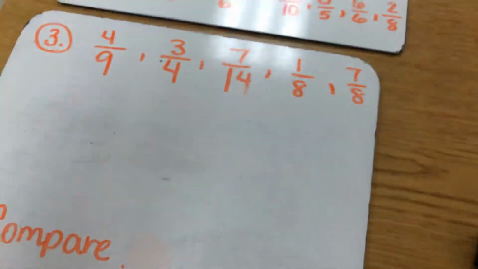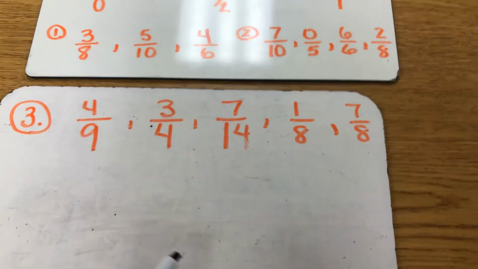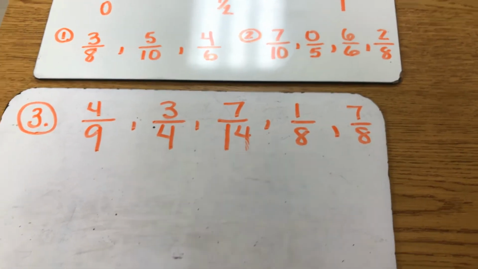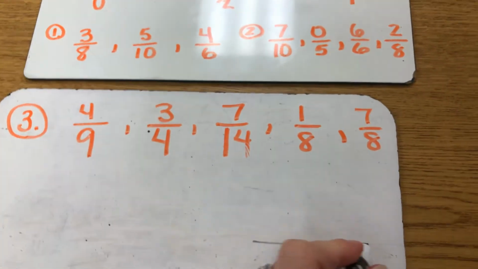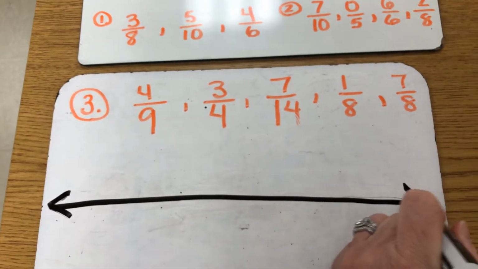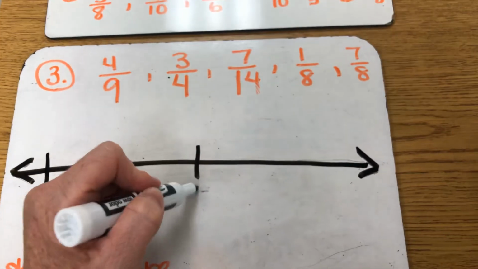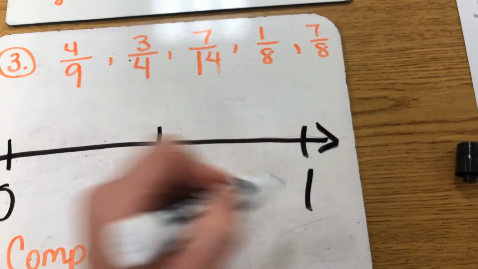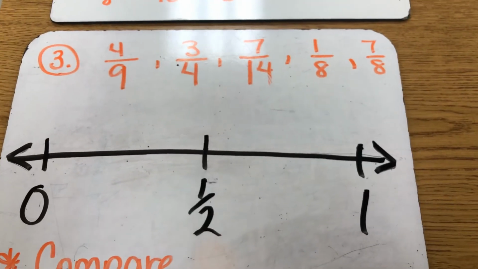Okay, this is our last one, and I promise we're going to stop for today, and then you're going to be doing a little bit on Google Classroom. The first thing I want to do when I'm going to try to put fractions in order is create myself a real quick little number line, and I'm going to put my constants on there: 0, 1/2, 1 whole. Then I'm going to look at my fractions and see if any of them equal 0, 1/2, or 1 whole.